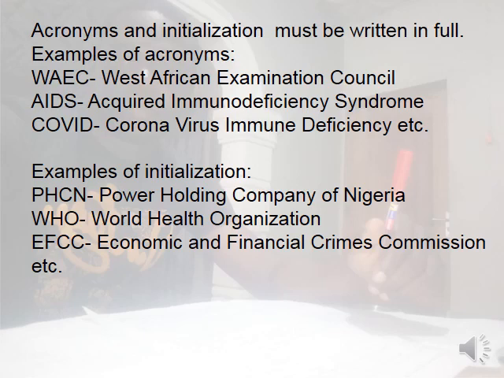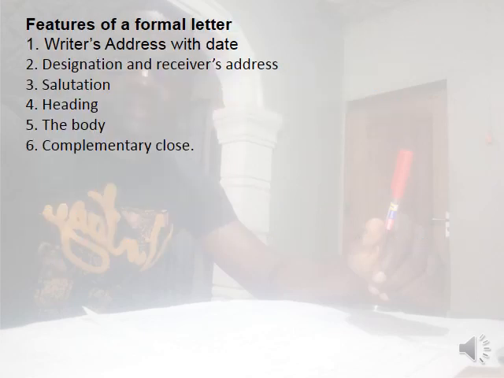So whenever you have any need to write any of these, whether acronym or initialization, make sure that you write them out in full. Then you can write the acronym or initialization in brackets, but make sure that you write out the full meaning in your essay. For AIDS, acquired immunodeficiency syndrome. COVID, coronavirus disease. WHO, World Health Organization. EFCC, Economic and Financial Crimes Commission. Whenever you have the need to write an initialization or anything that has to do with any of these, write them out in full, and you can put the initialization or acronym in brackets.